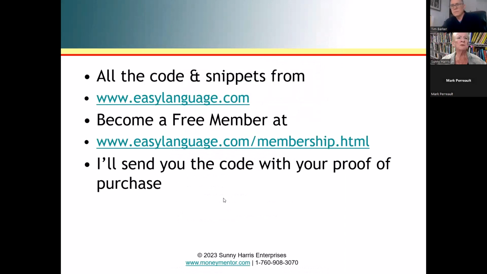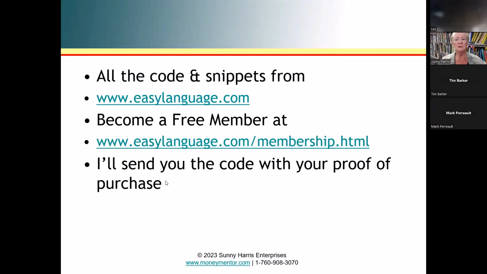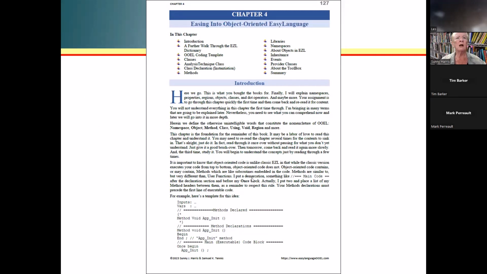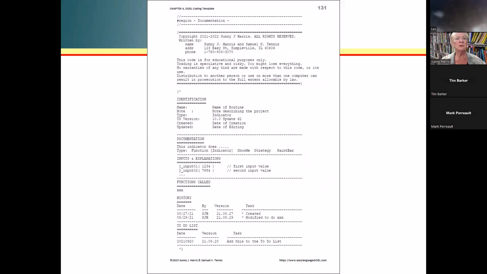All of this code and the snippets from the books is on our new website, www.easylanguage.com. You can become a free member there, set a password for yourself. With your proof of purchase, I'll send you the code, and you do not have to type any of these examples in. And then in Chapter 4, we get into object-oriented Easy Language. So the same way I developed the first 3 chapters about coding Easy Language, then we go the same way through object-oriented Easy Language. And I give you small examples first, and then we get more and more difficult as we go along.